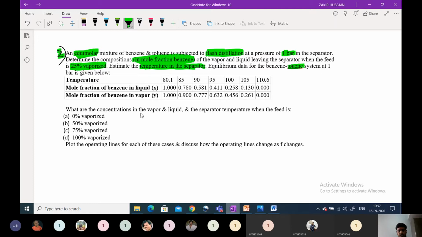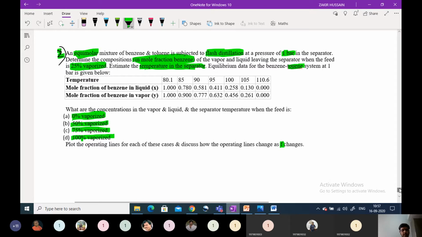Then what are the concentrations in the vapor and liquid and the separator temperature when the feed is 0% vaporized. Okay, for the different cases when f is equal to 0, when f is equal to 0.5, when small f is equal to 0.75, when small f is equal to 1.0, we need to calculate T, x and y. So for a particular composition, we have to calculate T, x, y. Plot the operating lines for each of these cases and discuss how the operating line changes as f changes. So we need to plot the equilibrium curve and the operating lines for different cases. f is equal to 0 to f is equal to 1 they have given. So for all the cases we have to solve.